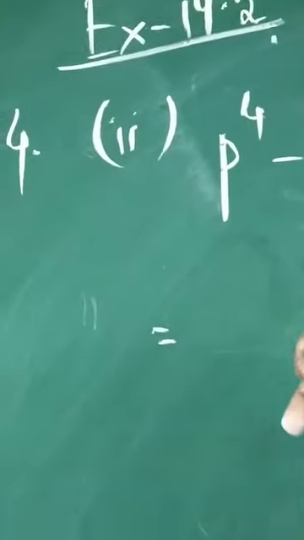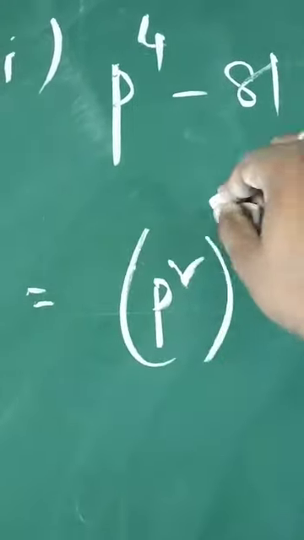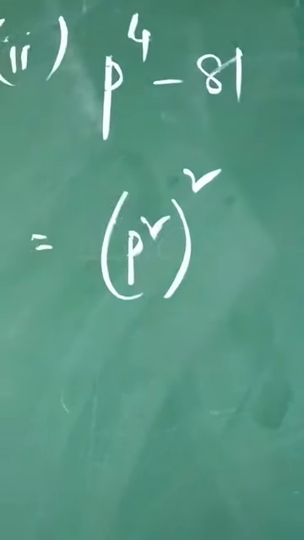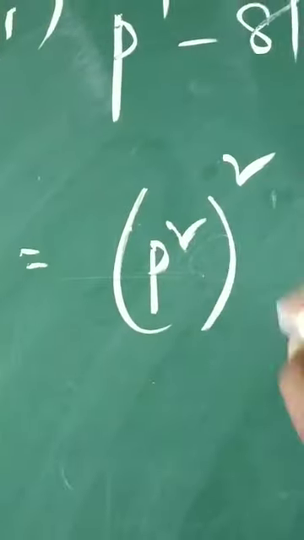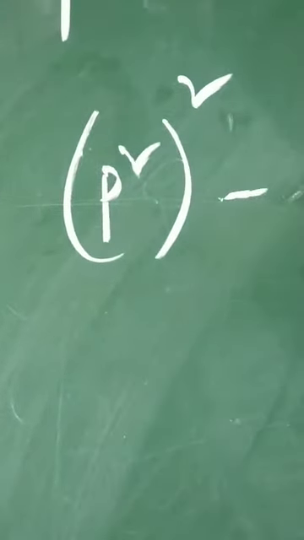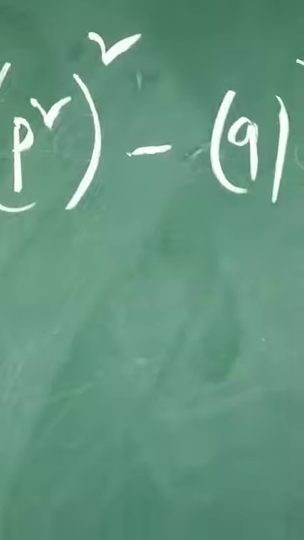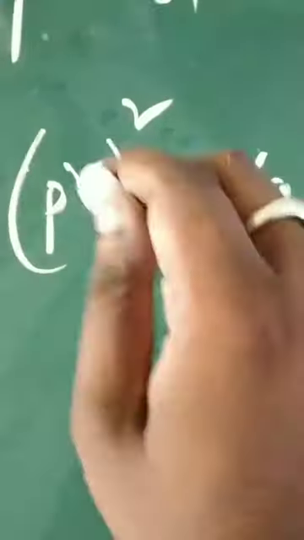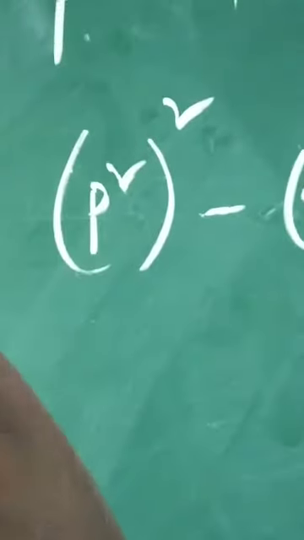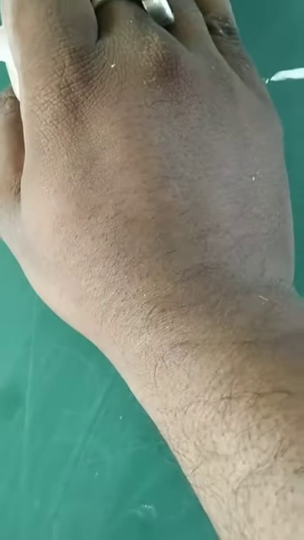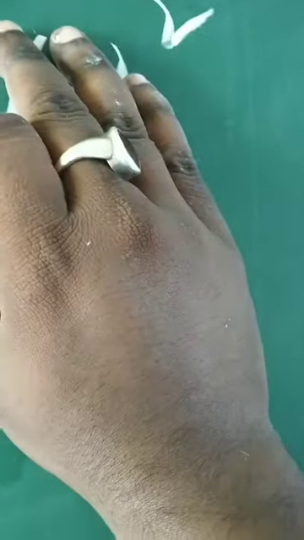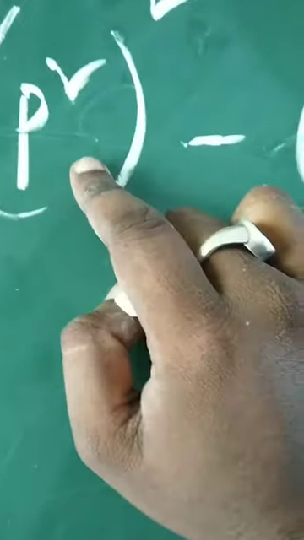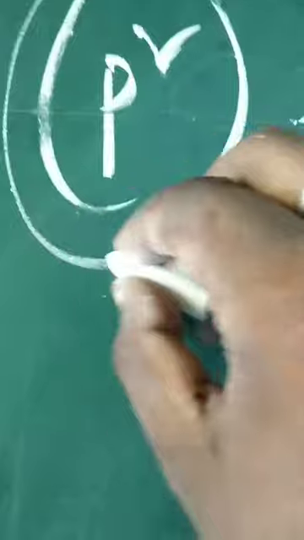So children, can we write p to the power 4 in the form of p square whole square? P to the power 4 can be written as p square whole square, and 81 can be written in the form of 9 square. So p square whole square means p to the power 4 and 9 square means 81. We don't have to see what is within the bracket. It's p square, you don't have to do anything. You just consider it as a, and we will consider this value as b. So p square means a and 9 means b. So this is a square and this is b square.